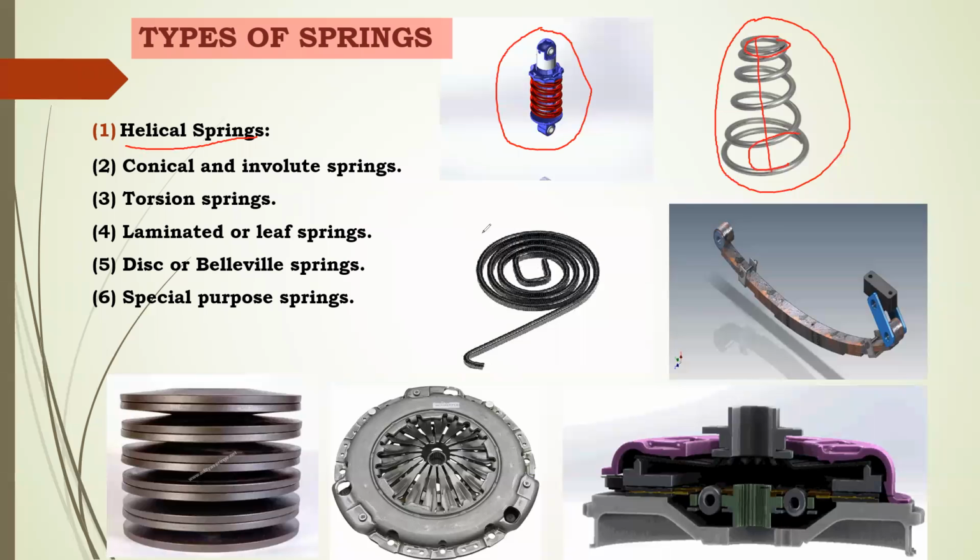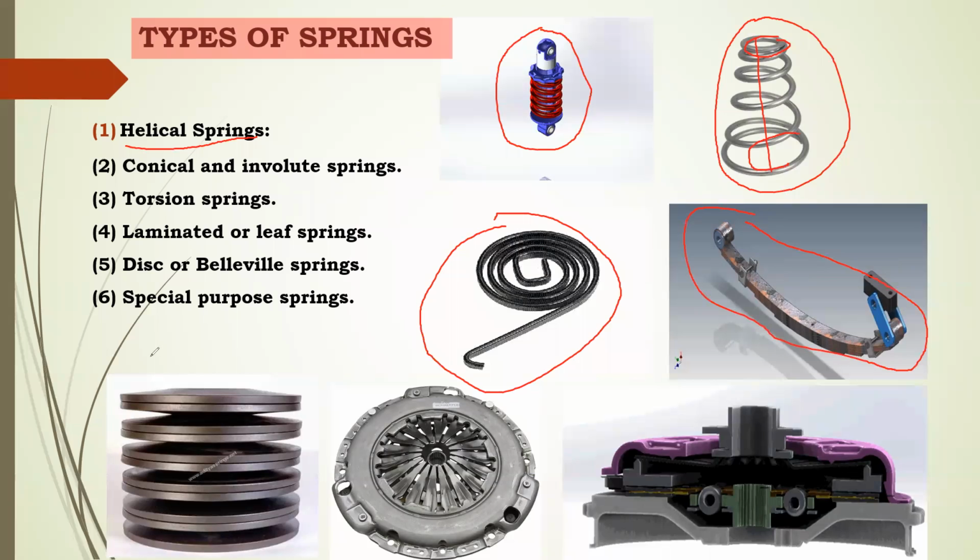Then the third one is torsion spring. This one is a torsion spring. Then the fourth one is leaf spring, which we use in many automobiles, especially heavily loaded trucks and buses. We use this laminated spring. This is also called a leaf spring.